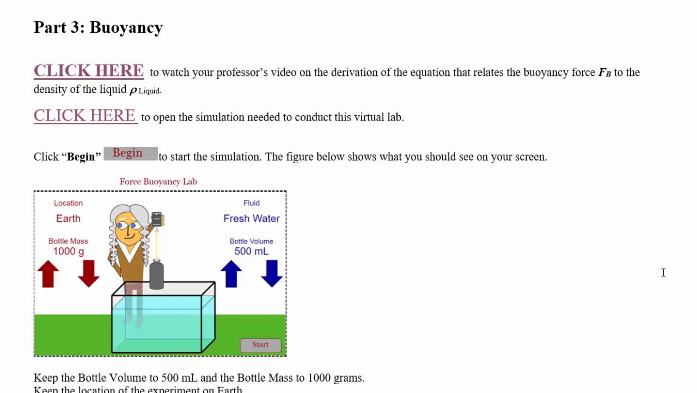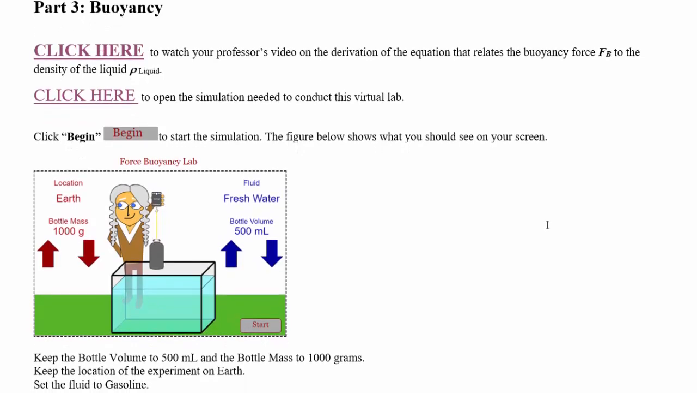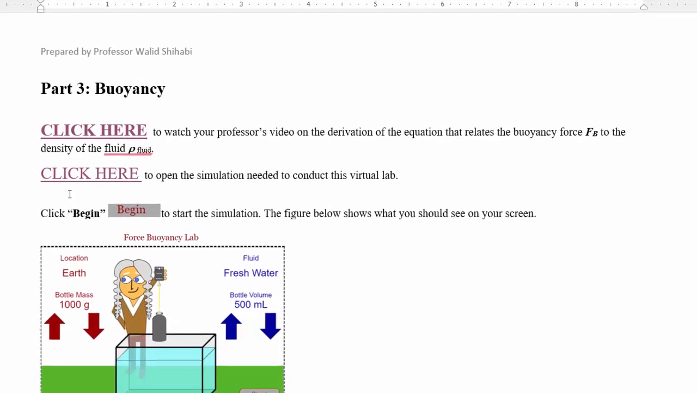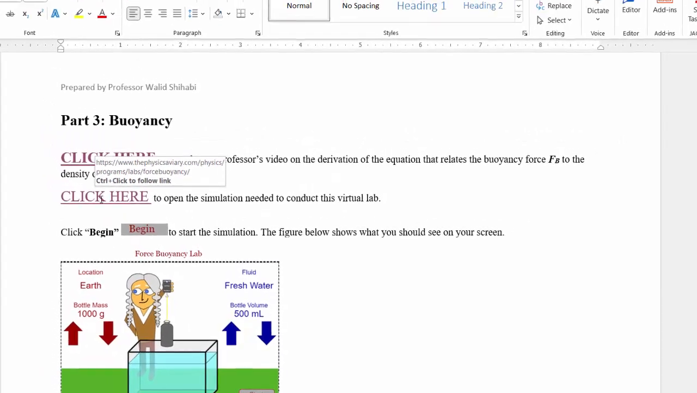Hello everyone. This is part 3 of the lab over chapter 15. This part is about buoyancy and the relationship between the buoyant force and the fluid density. You'll start by clicking here to download the simulation.